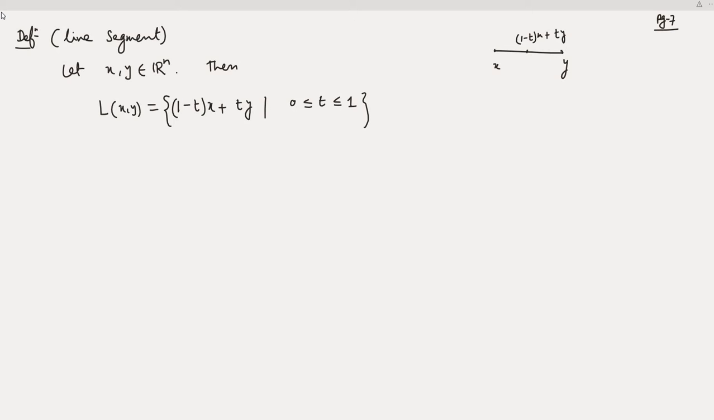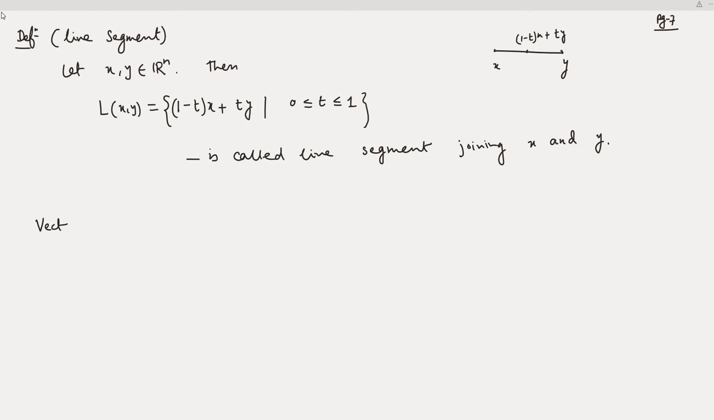This is called the line segment, and this line segment is unique. This is called the Euclidean line segment, or simply the line segment joining x and y. So now we are ready to state the theorem.